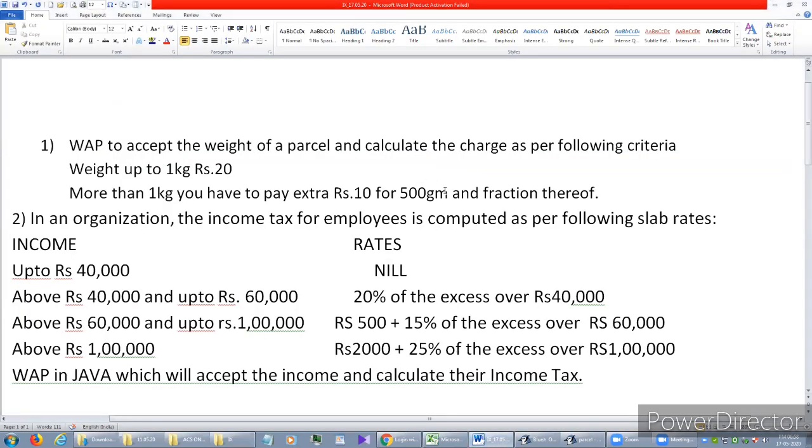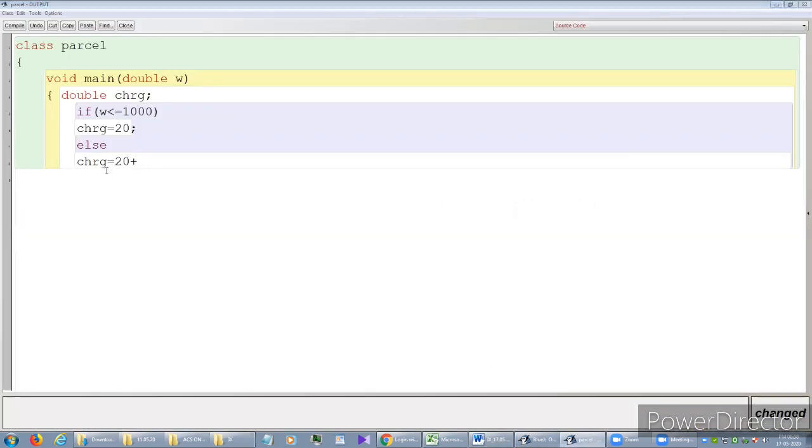Again, I am repeating the thing. That means giving you the question that up to 1 kg it is 20 rupees, no doubt about this, and for more than 1 kg you have to pay an extra 10 rupees for every 500 gram and fraction thereof. Please concentrate here. This is the new concept in front of you. If the weight is less than or equal to 1000 gram, then you have to pay 20 rupees. But more than this, what do you have to pay? Up to 1000 gram you pay 20, and beyond this you pay by the concept of 500 gram and fraction thereof. So what we need to do is like this. Please concentrate here.